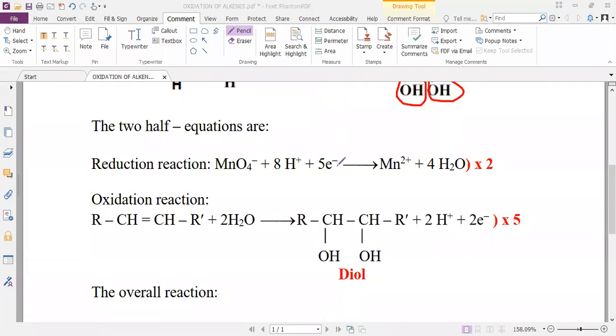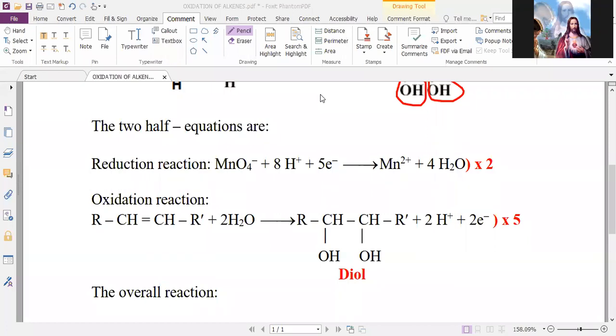MnO4 is composed of Mn and oxygen. First we balance Mn, which is not oxygen. Then we balance oxygen by adding 4H2O. Once we add 4H2O, we are adding 8 hydrogen, and hydrogen is balanced by adding 8H+. After adding 8H+, we have to balance the charge. The charge is balanced by adding electrons.